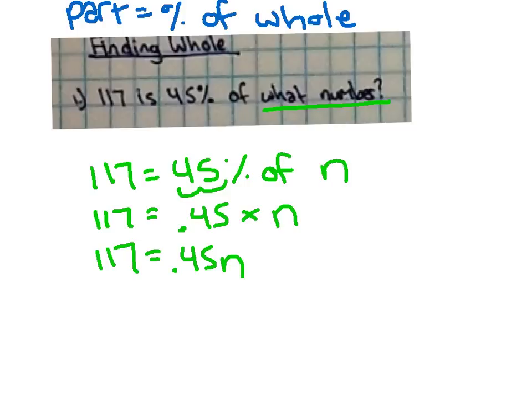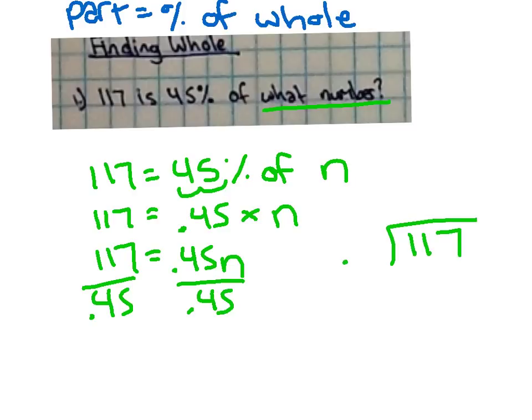Now from this point, what should you do to both sides of the equation to solve for n? Well, if I want n by itself, I need to get rid of that 45 hundredths. In order to get rid of that, I need to undo the multiplication. So I'm going to divide both sides by 45 hundredths. And when I divide, this is the tricky part. Remember that top number goes in, bottom number goes out.